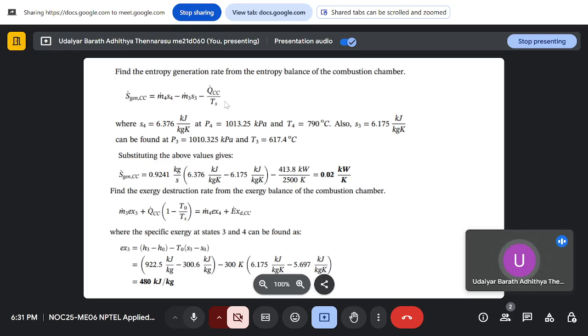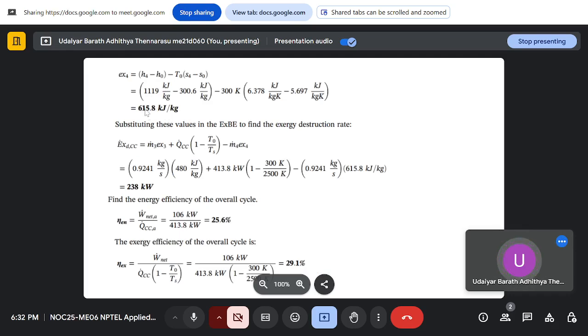So next we need to find out the exergy destruction in the combustion chamber. That you can straight away find by T0 into delta S, or you can combine this entropy generated times T0 with the first law, which will give me this exergy equation: m dot ex3 plus Qc (1 minus T0 by Ts) equals m dot ex4 plus exergy destroyed. Substituting, exergy at 3 is 480 and exergy at 4 is 115.8 kilojoule per kg. This exergy destroyed comes out to be 238 kilowatt.